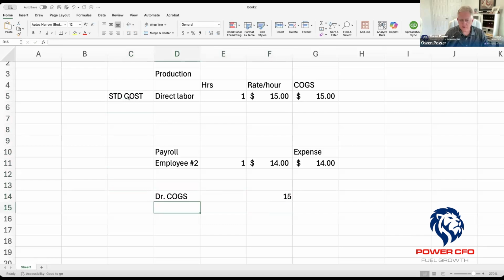And because for every debit there has to be a credit, that's the way accounting works, it goes and credits the labor variance account for $15. Okay.